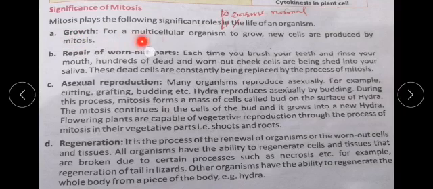That is in animals and plants, that is in multicellular organisms, the process of growth, that is the formation of new cells. What is growth? The growth is actually the formation of new cells, the addition of new cells. And how does this growth occur? This occurs by the process of mitosis, because we know that new cells are produced by the process of mitosis. So mitosis helps the multicellular organisms in the process of growth.